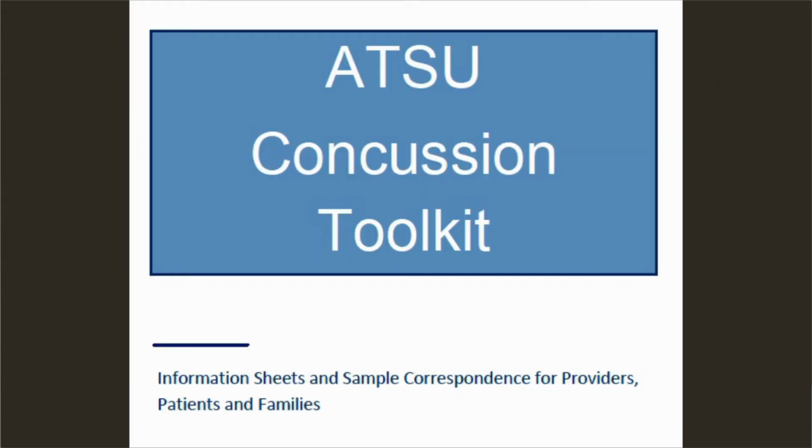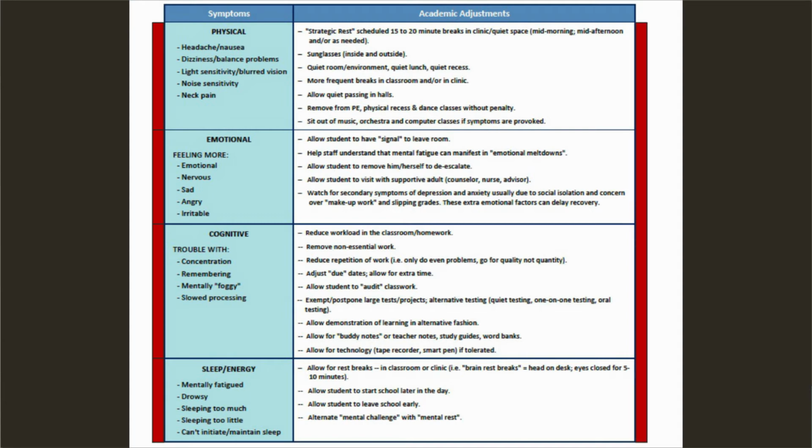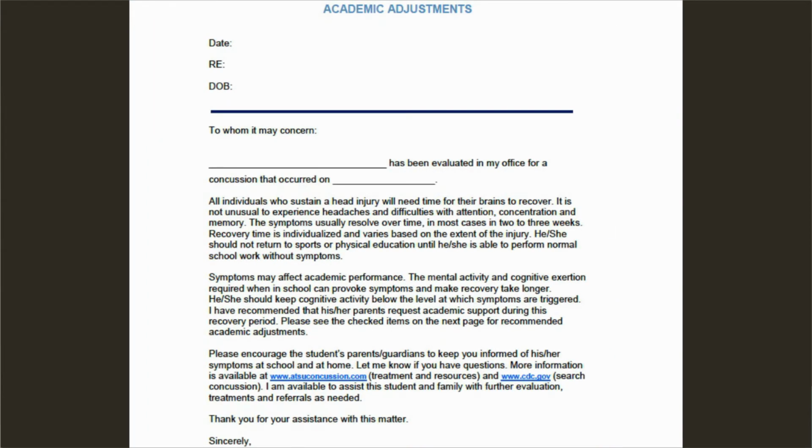In order to help facilitate your work with patients following concussion, we've developed the ATSU Concussion Toolkit. This includes information sheets, sample correspondence letters, and other information for providers, patients, and families. This initial chart is part of the toolkit and discusses the physical, emotional, cognitive, and sleep symptoms that we might encounter in a patient after concussion, in addition to providing suggested academic adjustments that could be initiated depending on the patient's symptoms and clinical presentation. The toolkit also has sample letters that spell out everything that you want the school to know about your patient and the plan that is ahead of them.